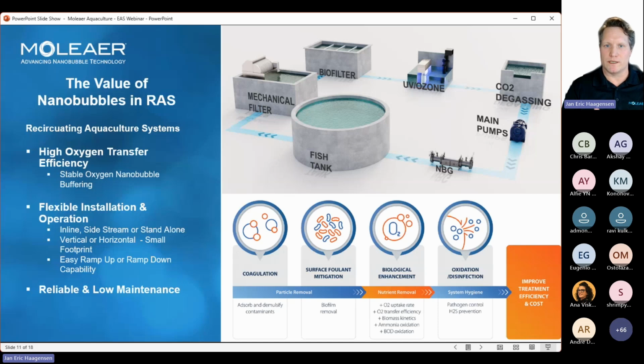Now, when it comes to the modes of action that nanobubbles have, I want to address this and what it does in a recirculating aquaculture system. Our technology has a very high oxygen transfer efficiency in itself. So the dissolved oxygen part, fantastic. But we're also creating the nanobubbles that are stable, and they are creating a buffering effect. They're changing the quality of water so that it has a better gas holding capacity. You can describe this as a buffering effect.